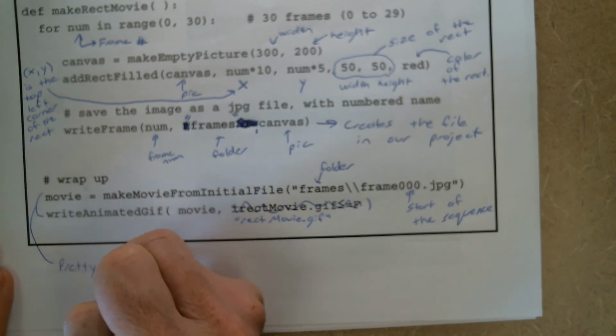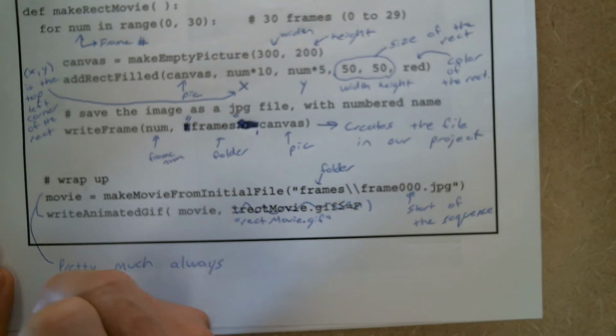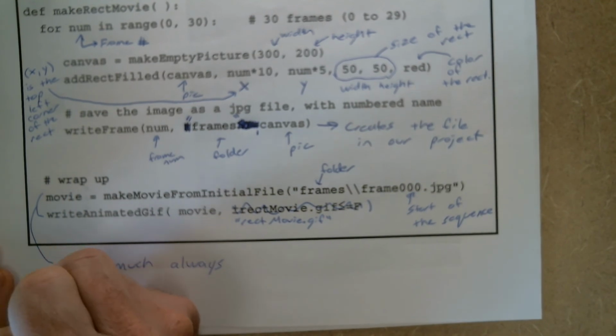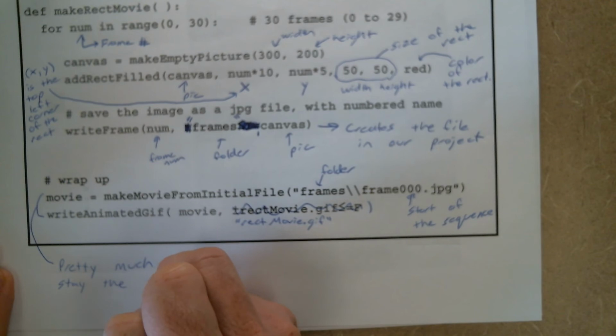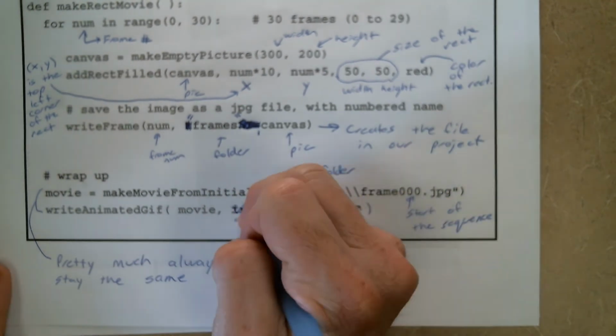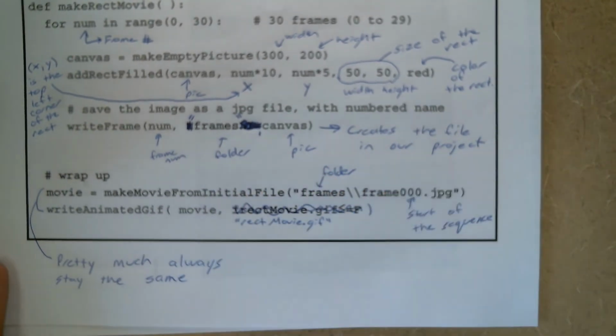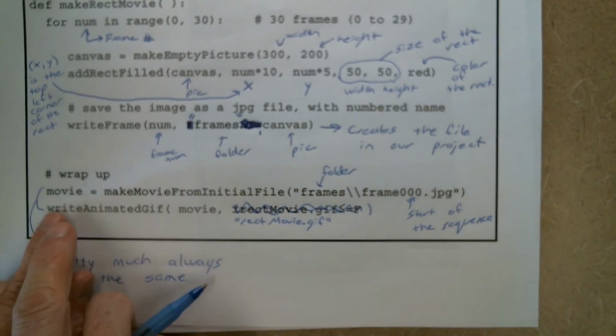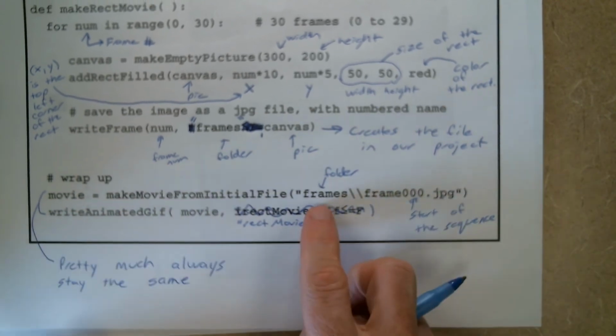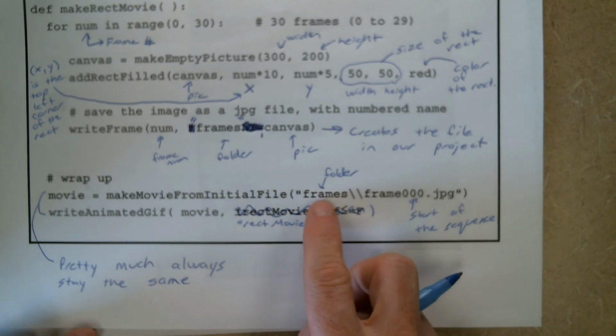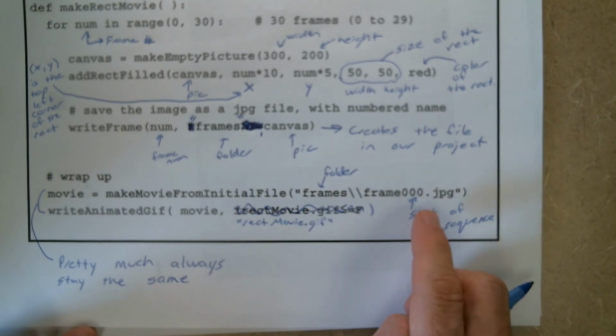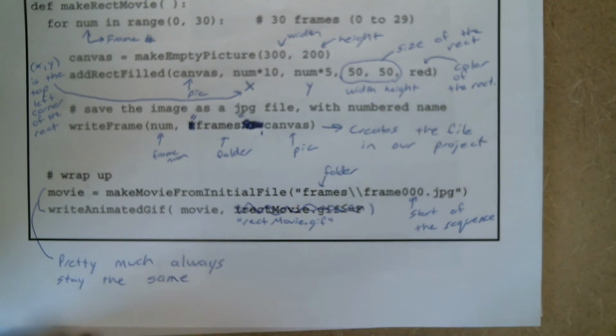So just so you know, these two lines pretty much always stay the same. Obviously, you can change the file name. You don't have to call everything rectmovie.gif. But for the most part, you're always going to do this movie equals make movie from initial file. Again, your folder name could be different if you change your folder name. The picture is probably always going to be the same. And then when you're writing it out, you can write it to a different file if you so choose.